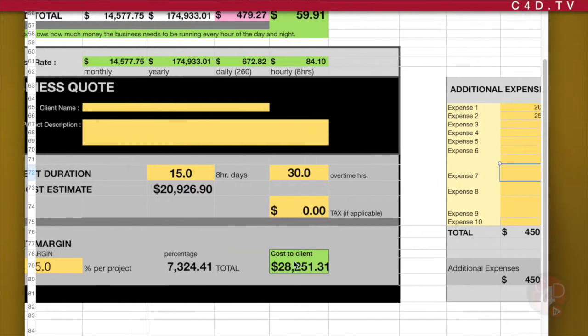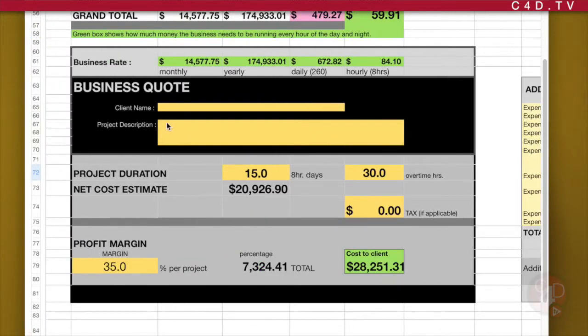As you can see, now the cost to client is going to be $28,251 and 31. I don't know what the project is right now, but what I do know is that the project is going to take 15 days to complete, and is going to have 2 hours of overtime every single day. And I have to charge that, because I spend lights, computer use, rendering, whatever, regardless of how many people are working on my job.